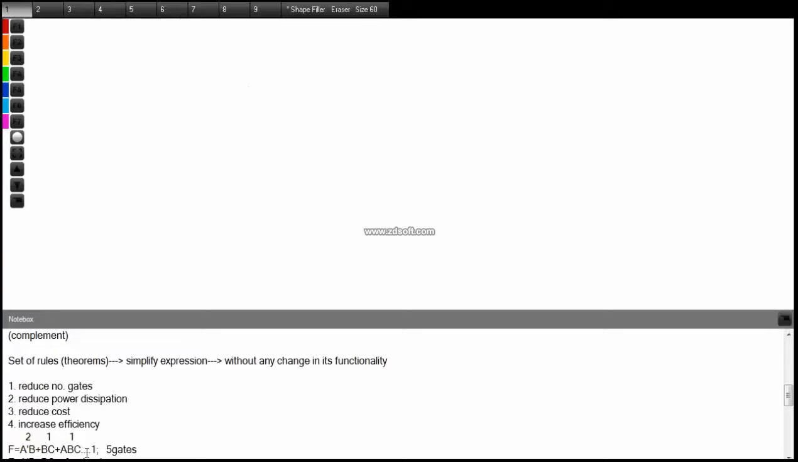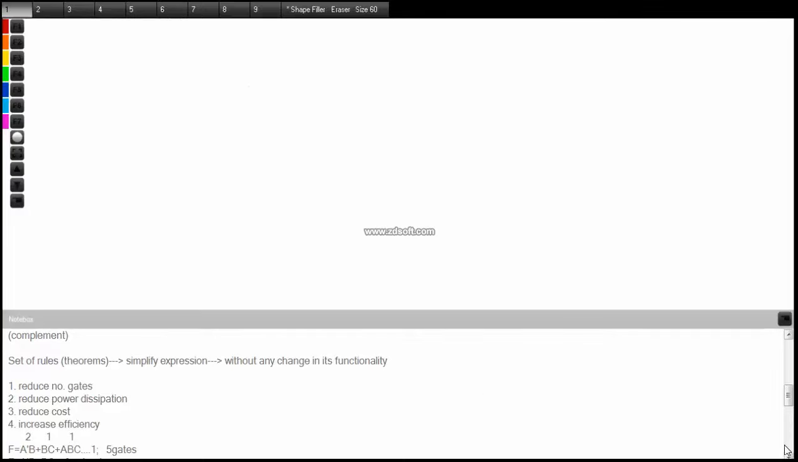Let us count how many gates it has. For this part, if you see, it has two gates: one NOT gate, which is a naught, and a naught dot b, that means one AND gate. So two gates for this part. In bc, we have one AND gate, and for abc, again one AND gate. Now these three outputs are put into a single OR gate. So in total we have 5 gates. Fine.